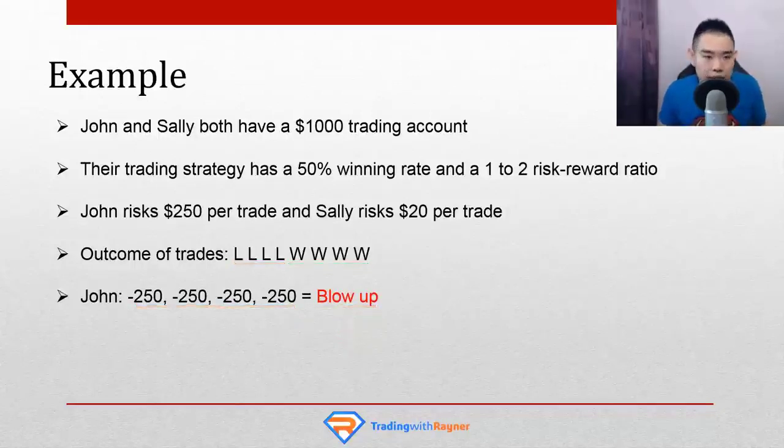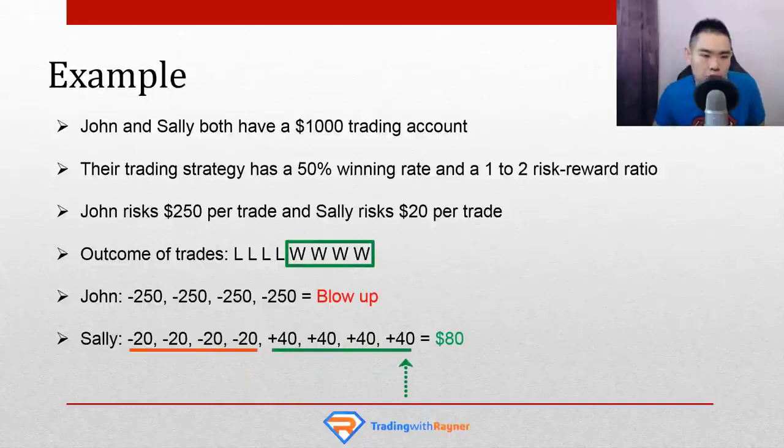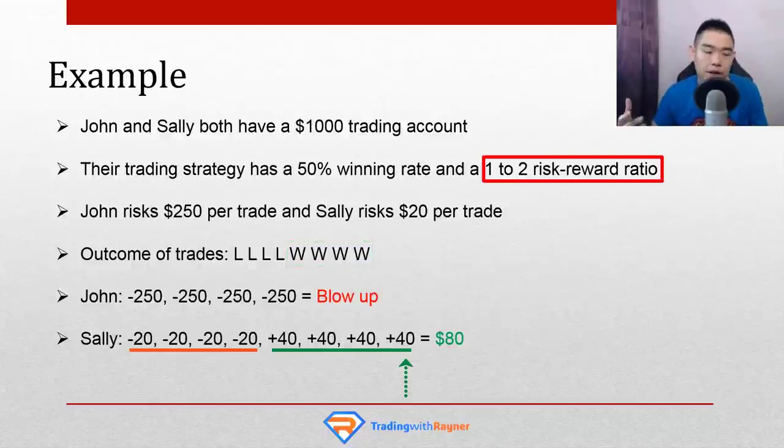On the other hand, let's have a look at Sally. As you can see, Sally goes through the same losing streak. She loses $20, lose 20, lose 20, lose 20, and then she makes 40, 40, 40, and 40 because these were the string of winners at the end. But why $40 again? Because we have a 1-to-2 risk-reward ratio for their trading strategy.